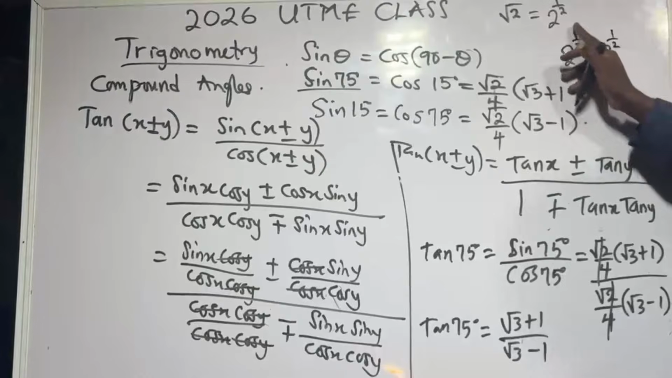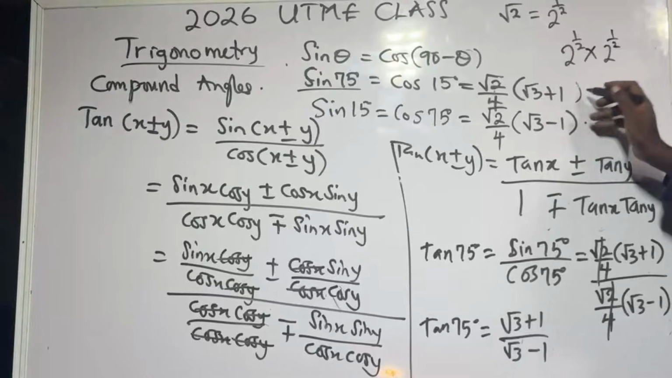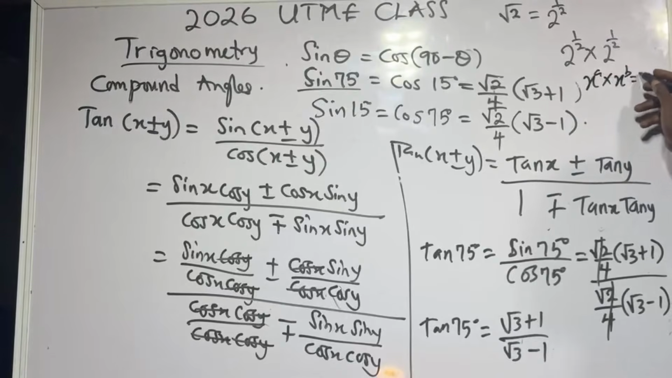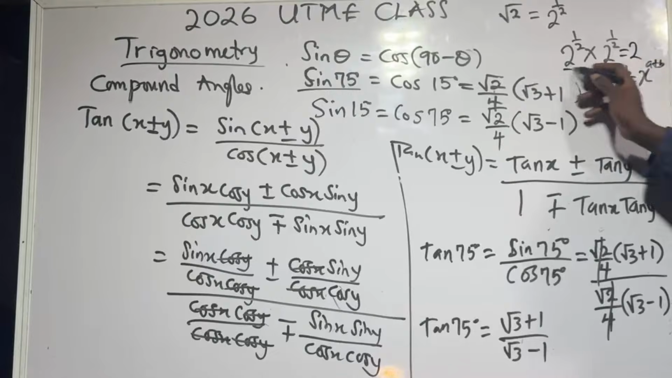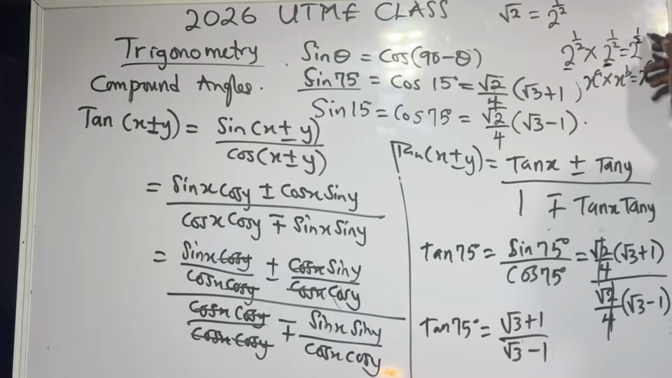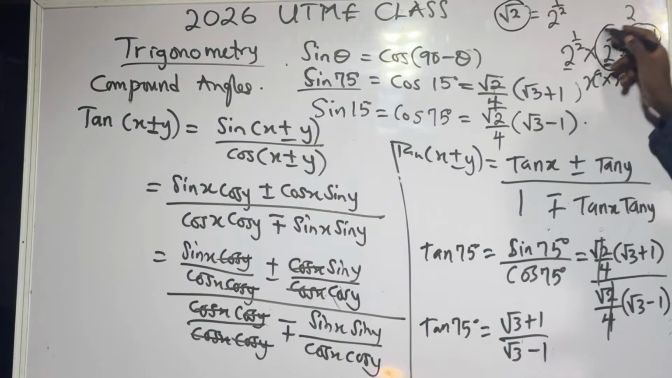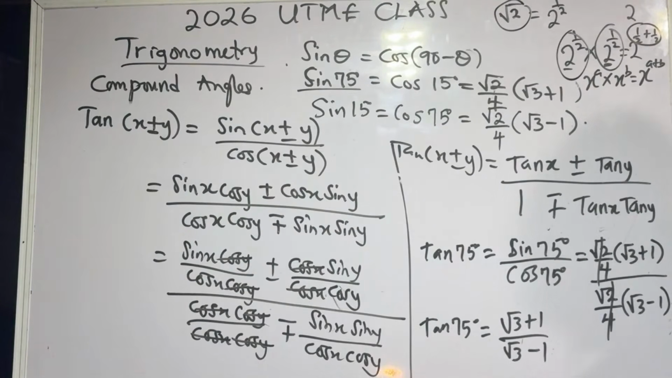Because I know that according to the law of indices, when you have x raised to a times x raised to b, it becomes x raised to a plus b. So this one also becomes 2 raised to the power, because the bases are the same, 1 over 2 plus 1 over 2, and it becomes 1. That's 2 raised to the power of 1. You can see that 2 raised to the power 1 is now a whole number, a rational number. So that is why the conjugate of root 2 will be root 2. Do you get that now?